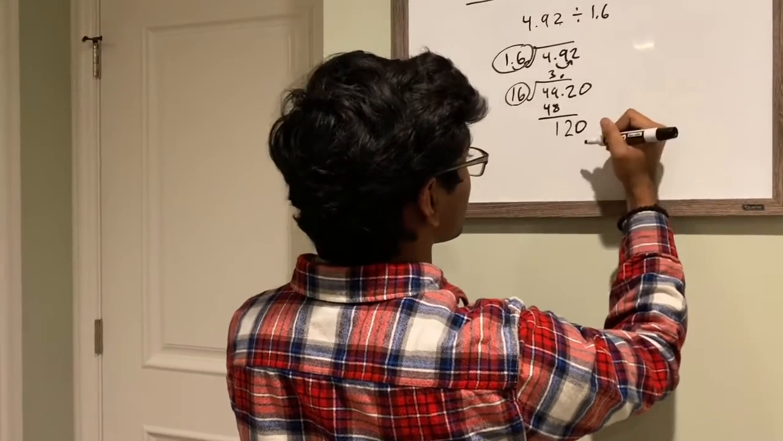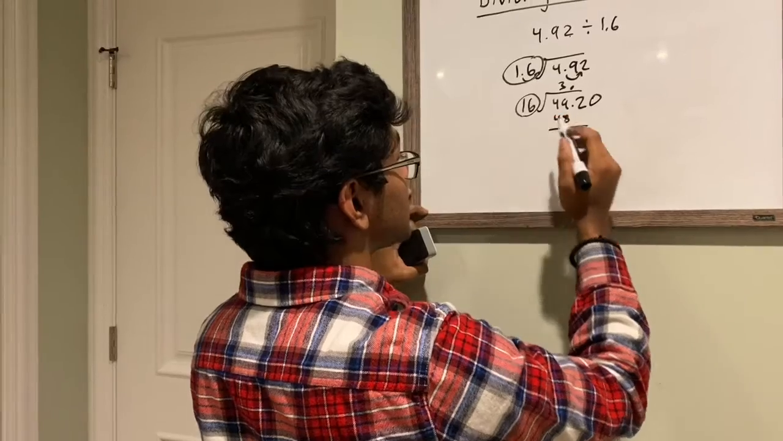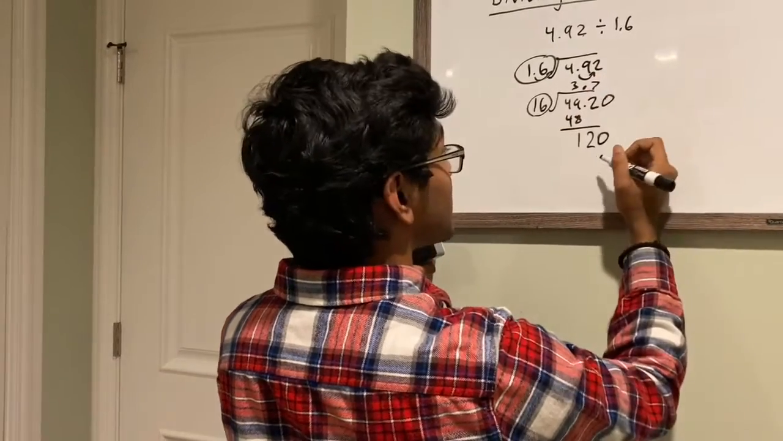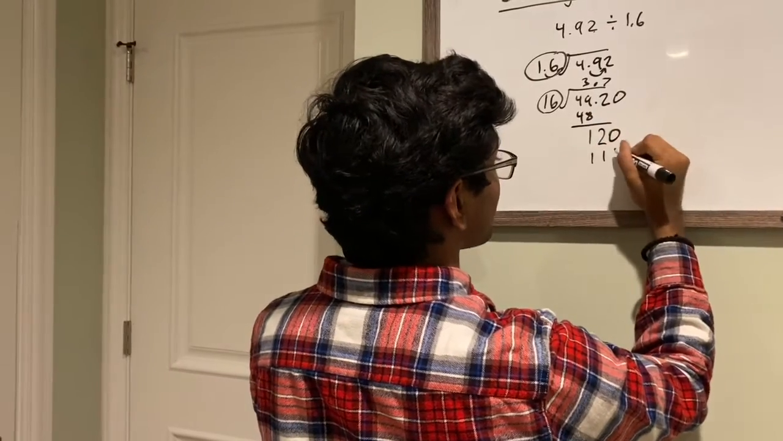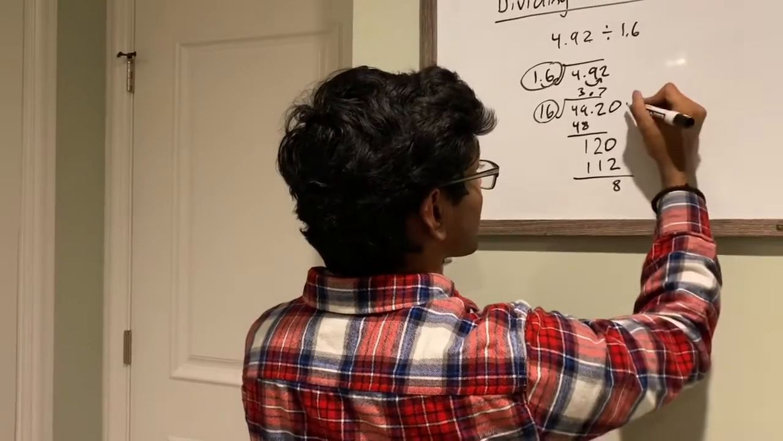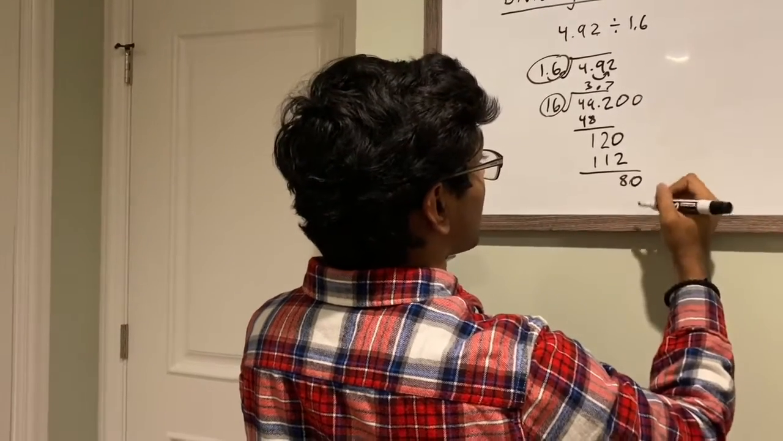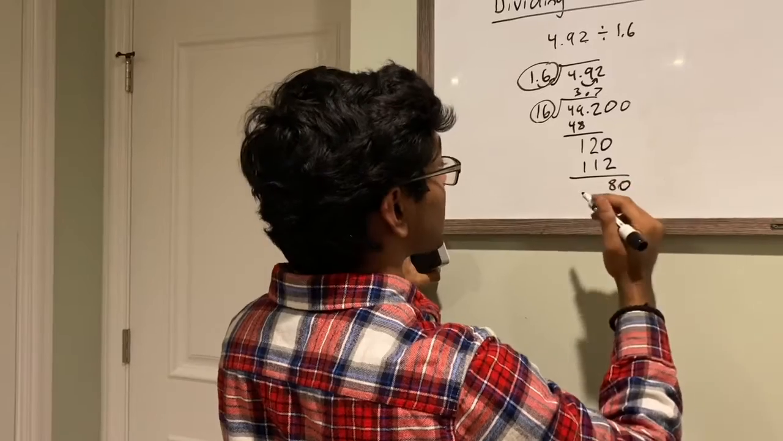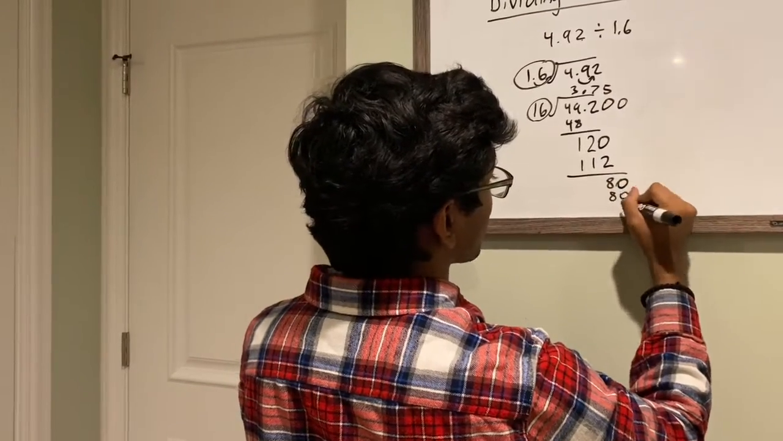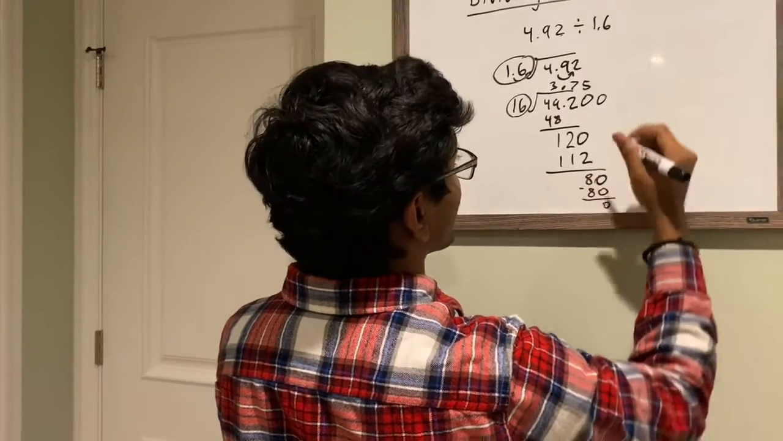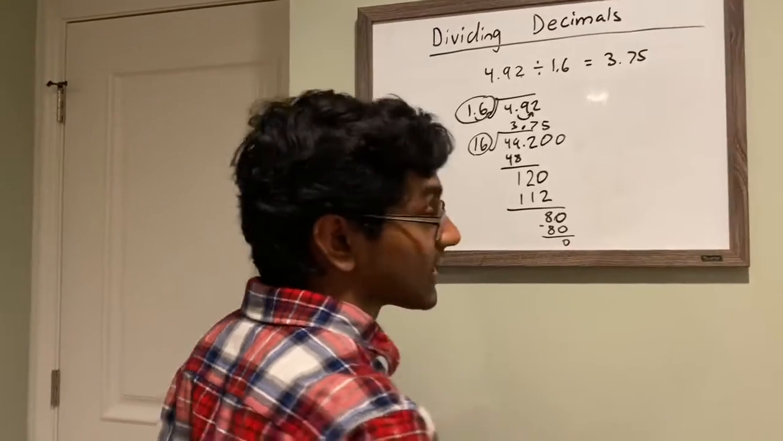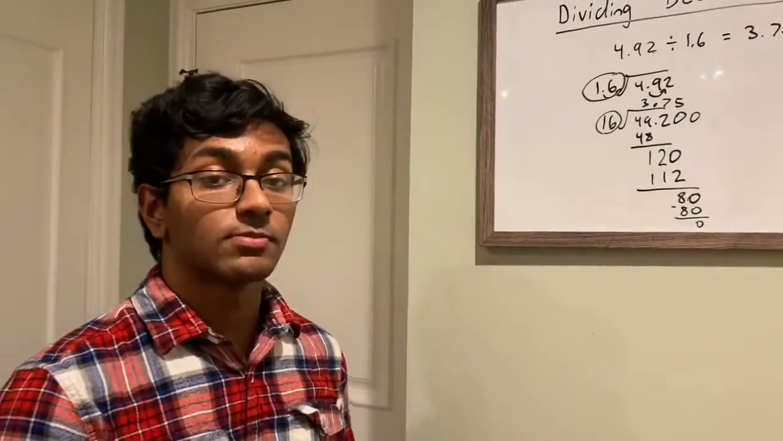So we bring down the 0, so now we'd see how many times 16 goes into 120. And the most amount of times it can go into 120 is 7. 7 times 16 is 112. And we would have a remainder of 8. And now we'd bring down another 0, and we'd see how many times 16 goes into 80. And it goes into 80 5 times, exactly. So we have a remainder of 0. So our answer is 3.75. And that's how you divide a 3-digit decimal by a 2-digit decimal.